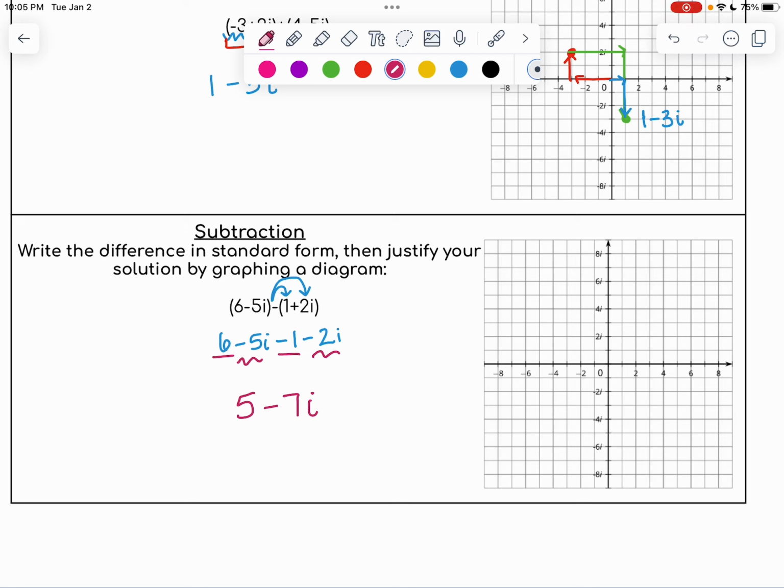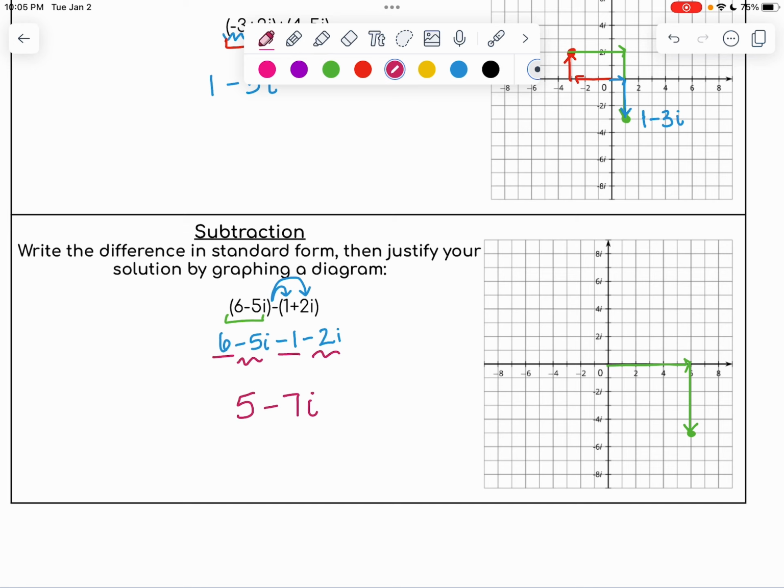Now let's represent this on the diagram. So I've got 6 minus 5i first. I'm going to go in the positive 6 direction on the real axis. And then I'll go in the negative 5 direction on the imaginary axis. And that gets us this point right here.